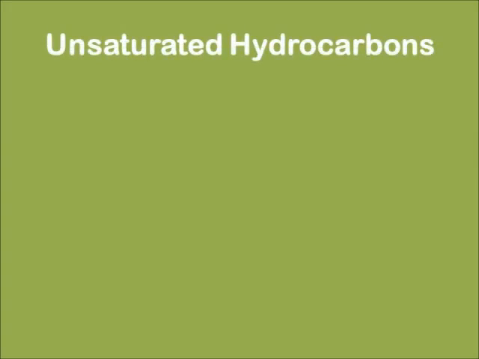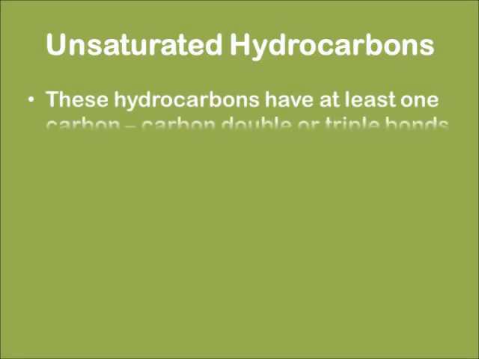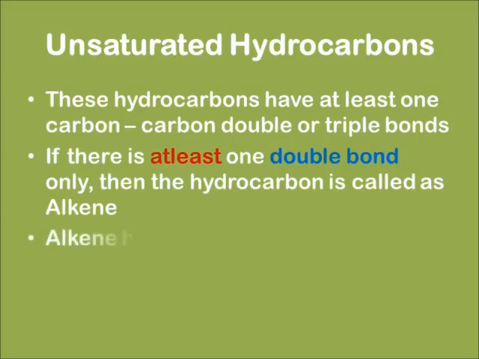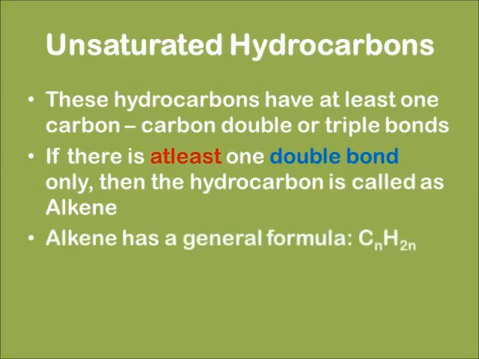Unsaturated hydrocarbons. These are hydrocarbons that have at least one carbon-carbon double or a triple bond. Those with at least one double bond only are known as an alkene, and the alkene has a general formula of CnH2n. Given below is an example of alkene.